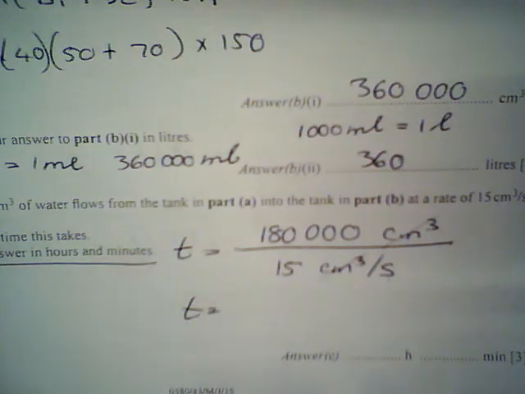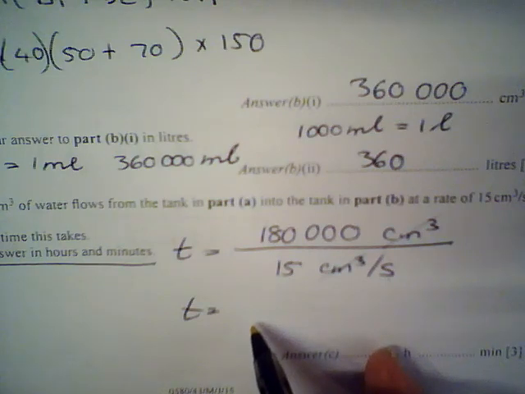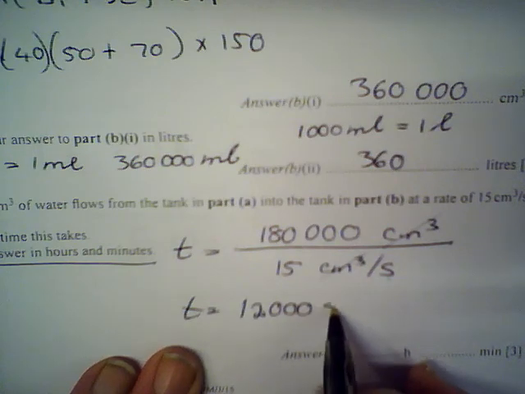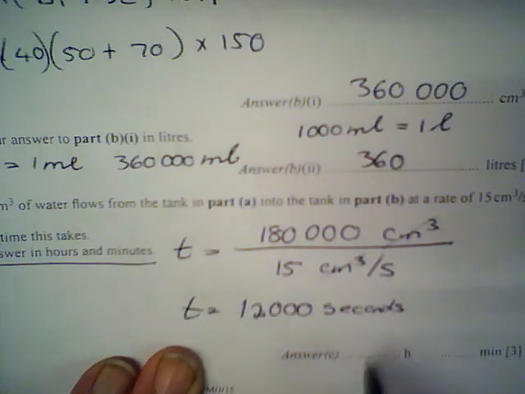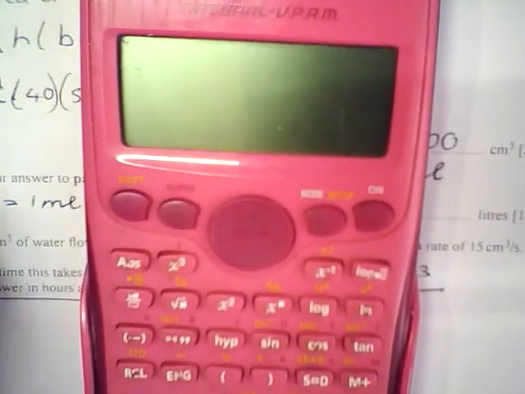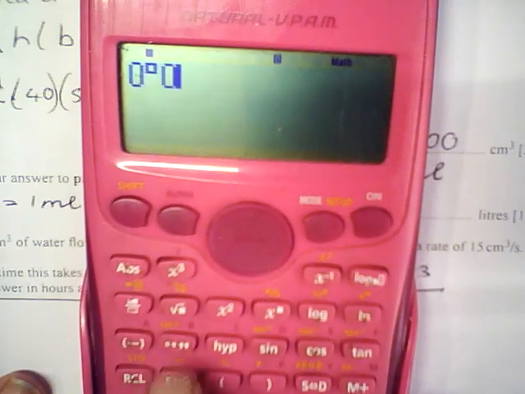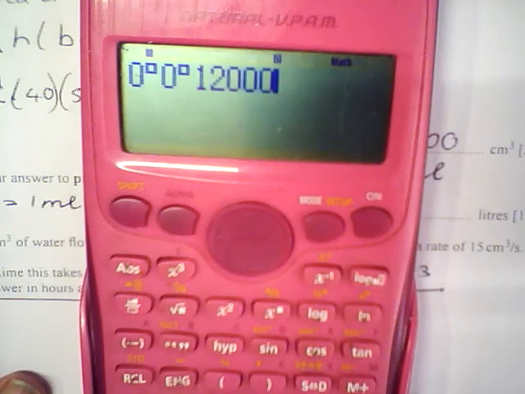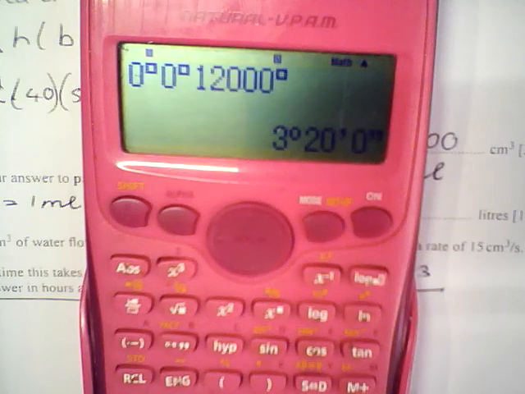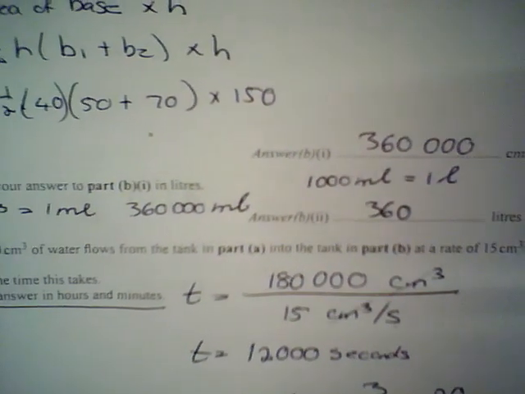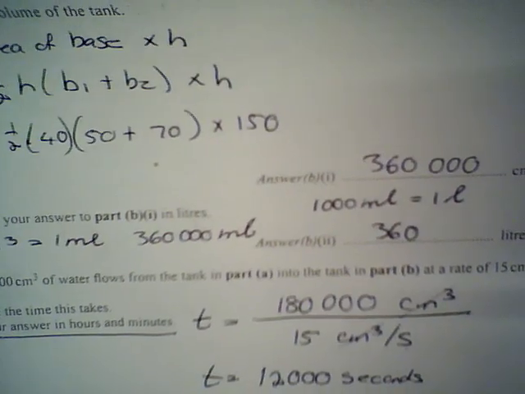Give your answer in hours and minutes. Okay, so what is the time there? But how many seconds? 12,000 seconds. But that's not in hours and minutes, so I want to show you quickly. If I take my calculator and put in 0 hours, 0 minutes, and 12,000 seconds, it would give me the answer of 3 hours, 20 minutes. And that was close to nothing to do to actually convert that.